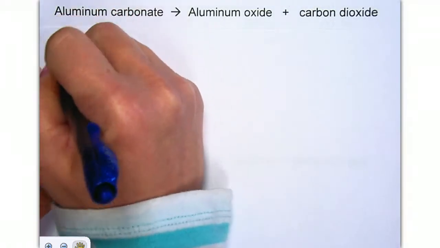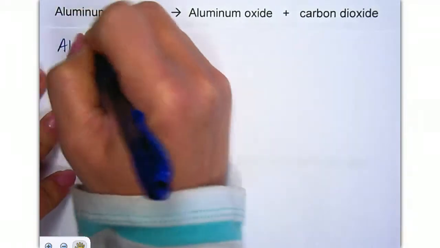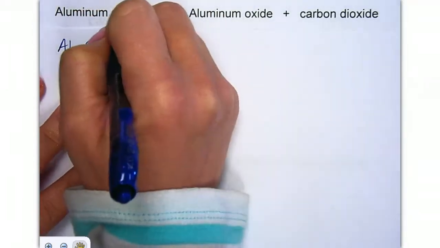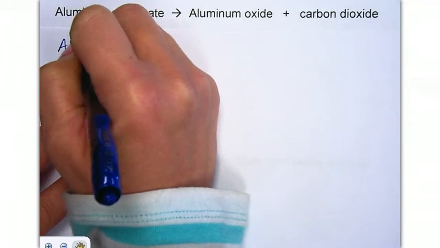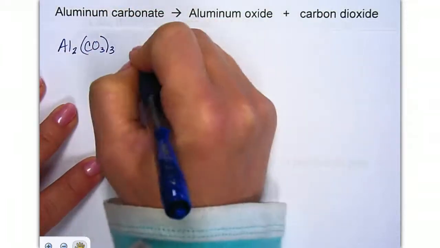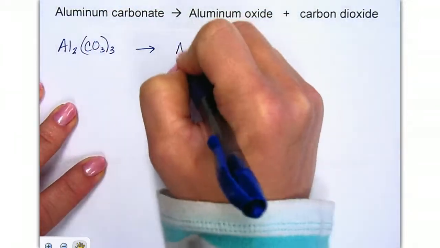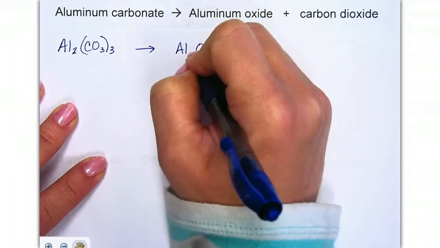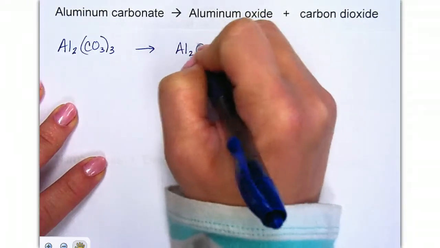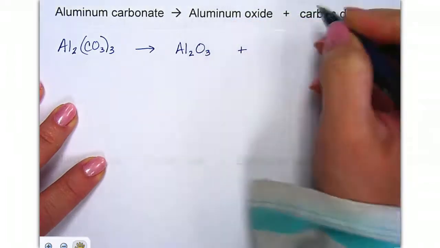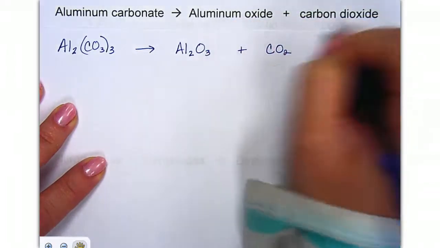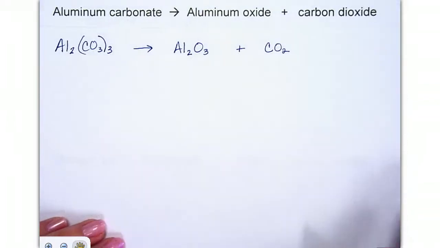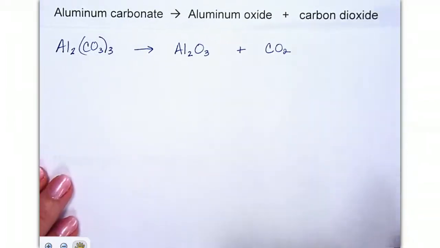So aluminum is Al plus 3, carbonate is CO3 minus 2. So when I switch the charges, I need 2 aluminums and I need 3 carbonates, which will yield aluminum, which is plus 3, and oxide, which is a minus 2. So when I switch those charges, I'll have Al2O3 plus carbon dioxide, which is covalent, and so it's just 1 carbon, and di means 2 oxygens. And so now I am free to balance the equation.